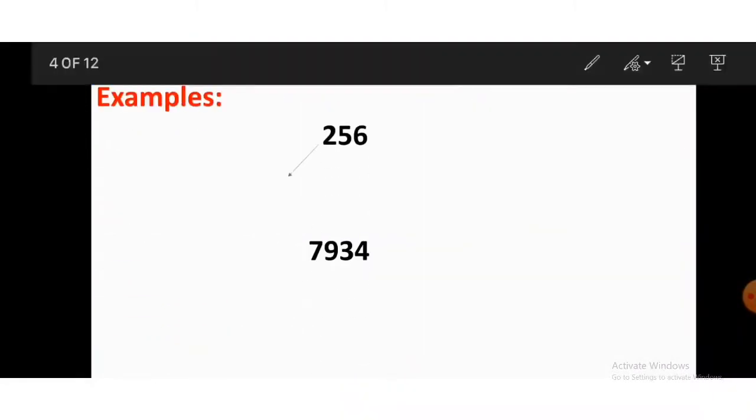Let us solve some examples here. The first example we have here is 256. What is the number, children? 256. Again, we will write the place values on top of this number, on top of this number from the right side. What is the first one? Ones. What is the second? Tens. The third one will be hundreds. Ones, tens, and hundreds.